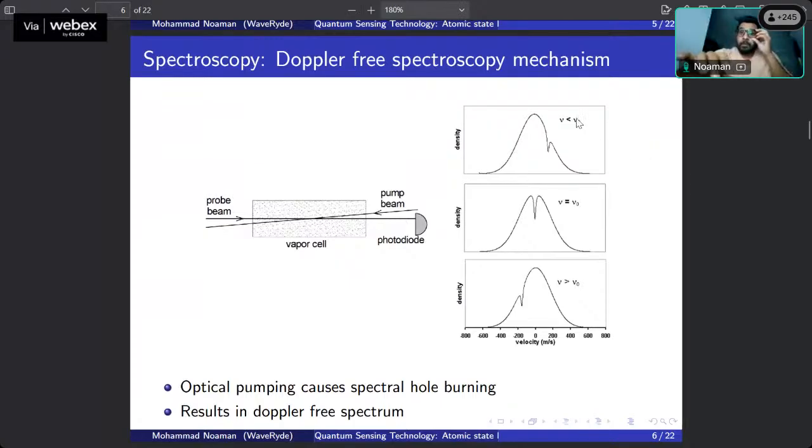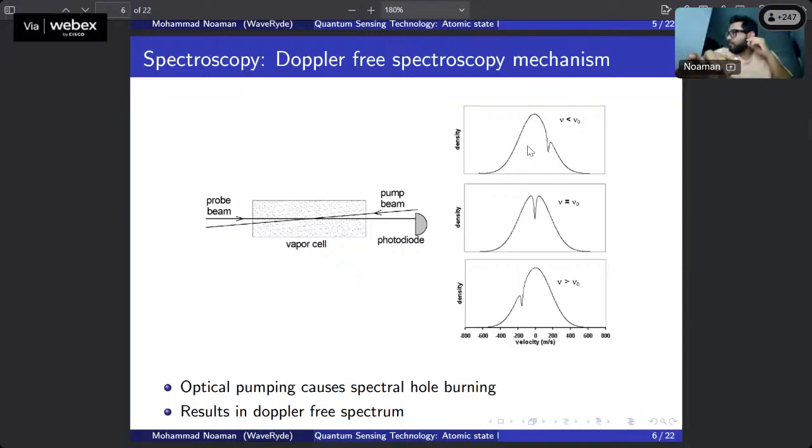There are millions of atoms in the vapor cell, and a group of atoms are moving with velocity v, where v is not equal to 0. If atoms are moving this way with some velocity, they will see the two lasers shifted in opposite Doppler shifts. This laser is very strong, so that creates some kind of dip. It's also called spectral hole burning. At the same time, the other laser is going to have a little dip here, but it's barely visible.